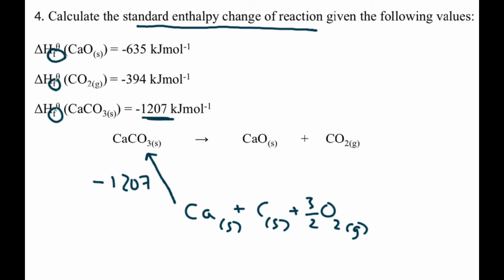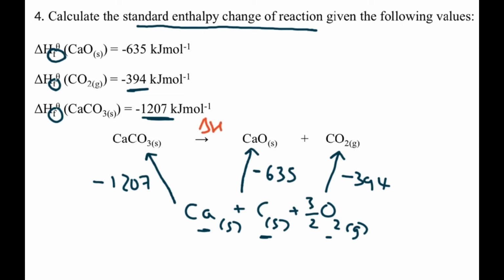And then when we complete the cycle, when we've got the formation of calcium oxide, can you see that the calcium and oxygen are already there? We're just going to put the value next to the arrow, minus 635. And then the formation of carbon dioxide, again, the elements are already there. And the value for carbon dioxide is minus 394. So we need to work out the standard enthalpy change of this reaction.